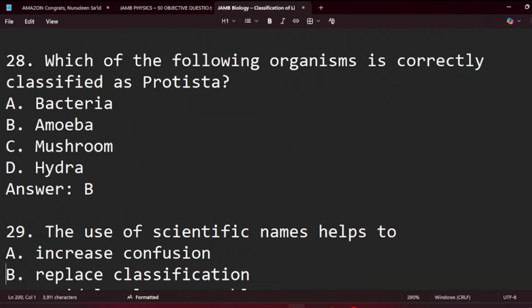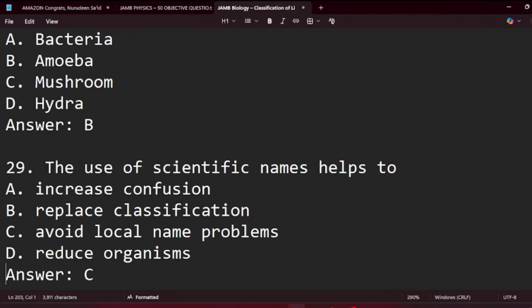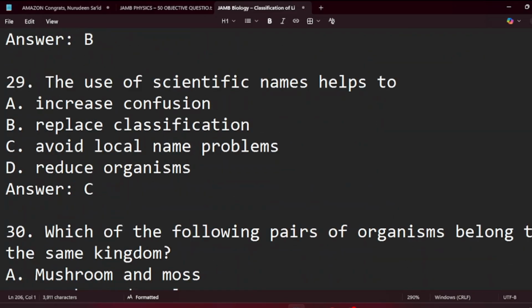Question number 28. Which of the following organisms is correctly classified as protista? A, bacteria, B, amoeba, C, mushroom, D, hydra. The answer is B, which is amoeba. Question number 29. The use of scientific names helps to A, increase confusion, B, replace classification, C, avoid local name problems, D, reduce organisms. The answer is C, which is avoid local name problems.